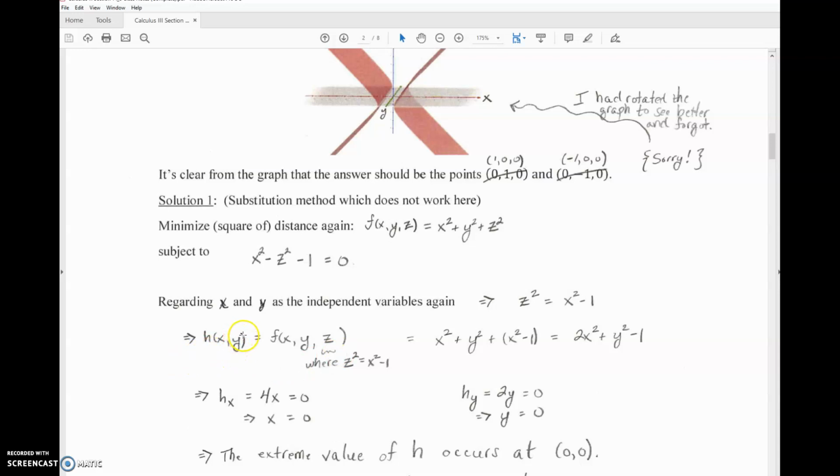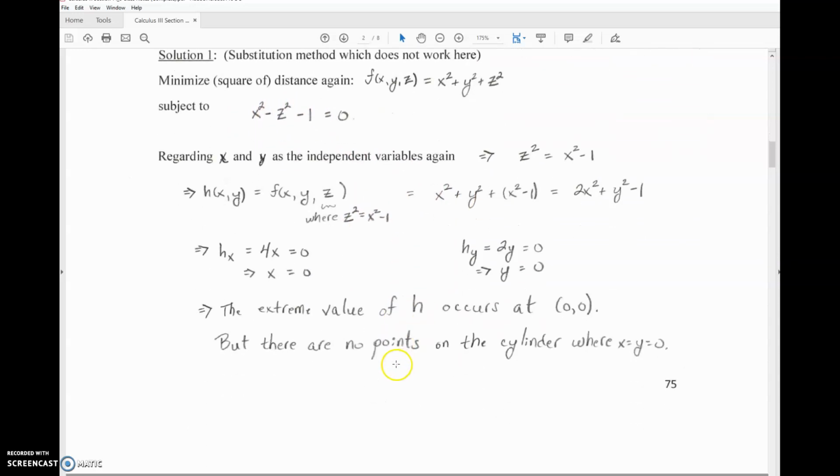H of x and y is equal to f of x, y, and z now, where I'm going to let z squared equal x squared minus 1. So in other words, it's x squared plus y squared plus z squared, but z squared is x squared minus 1. So h of x and y is now 2x squared plus y squared minus 1. And when I look at the function h of x and y, its domain is the entire xy plane. I've made my substitution based on the constraint, so we should be able to solve it, we think.